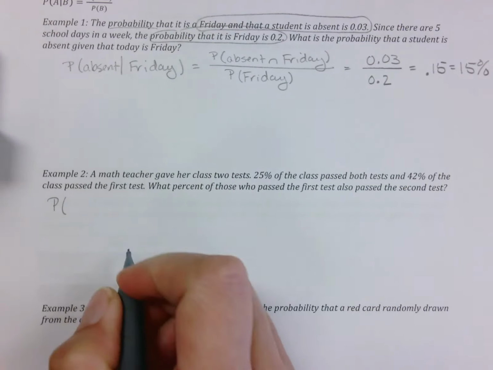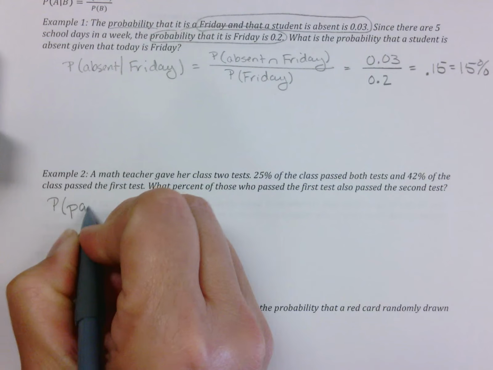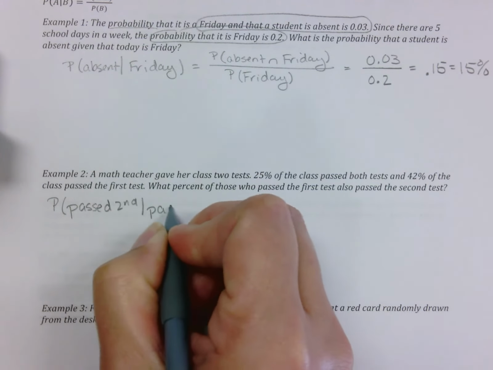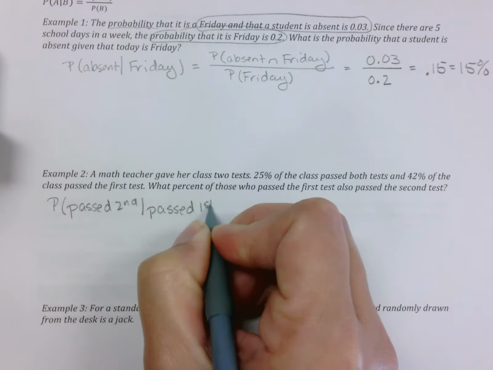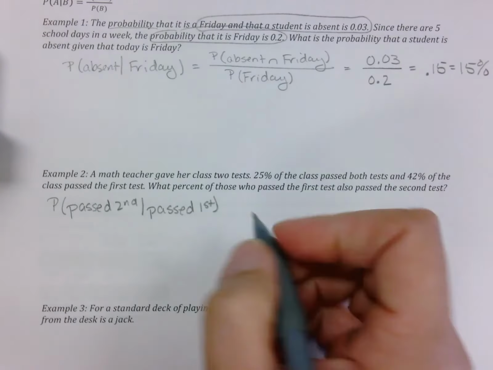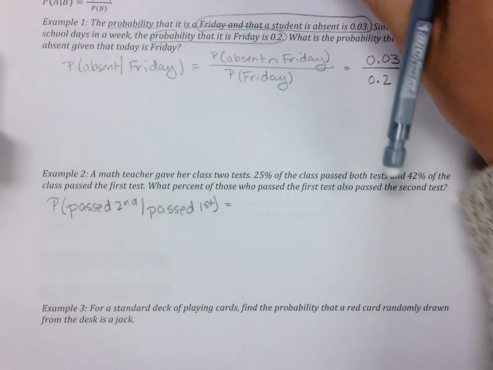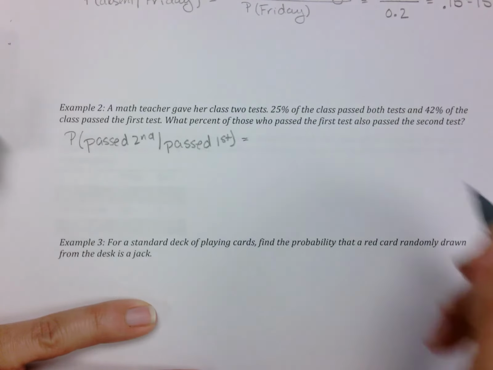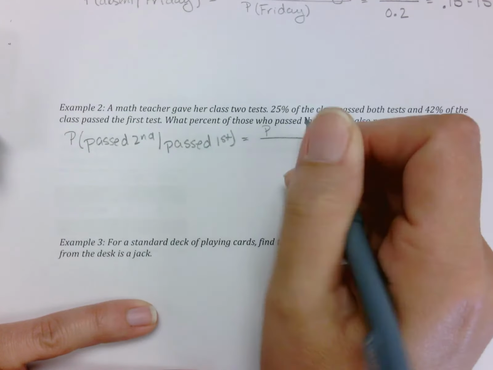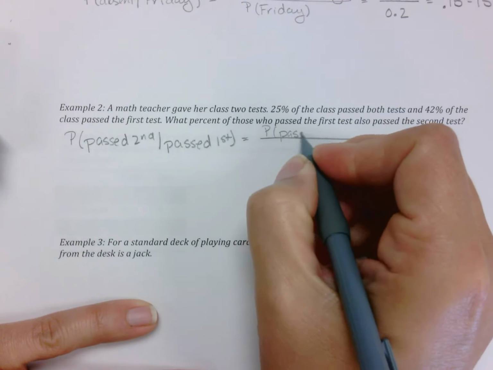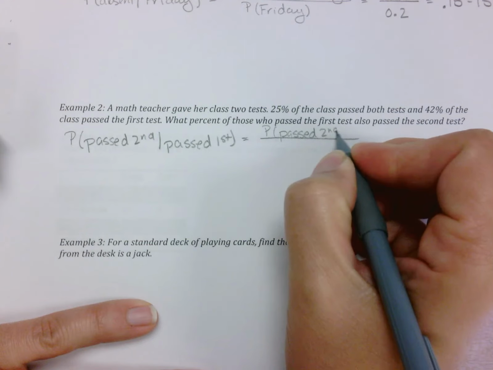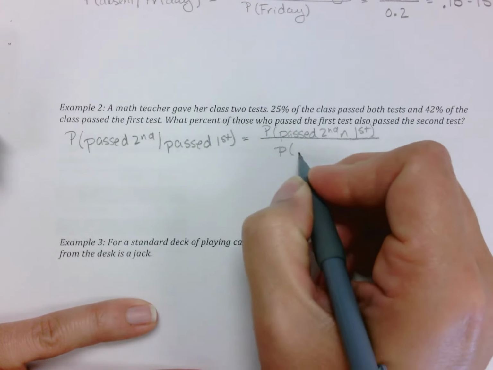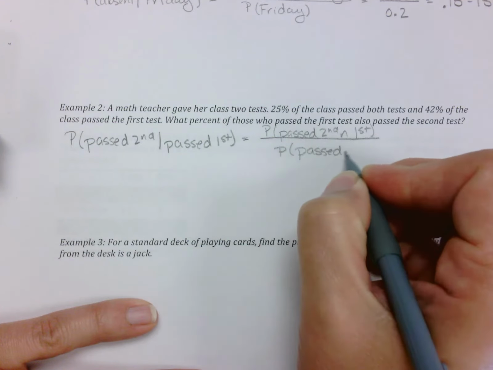So we're going to look for the probability that you passed the second test given that you passed the first test. So we're going to set this up, and we're going to look for that intersection, the probability that you passed the first test and the second test. And we're going to divide by the probability that you passed the first test.